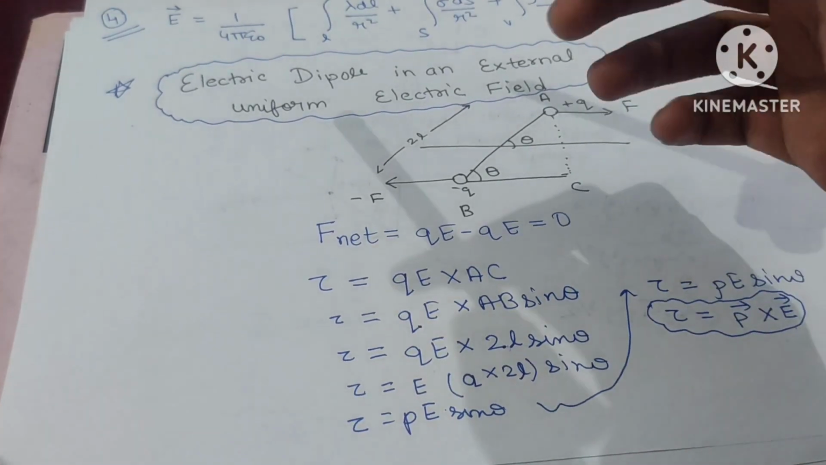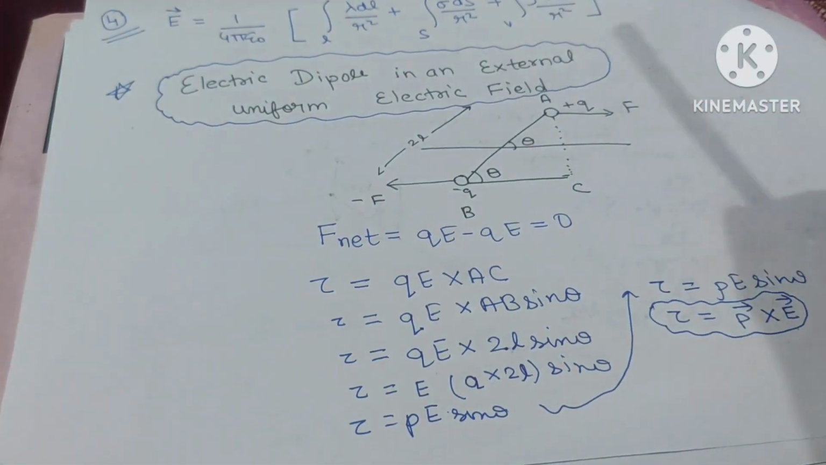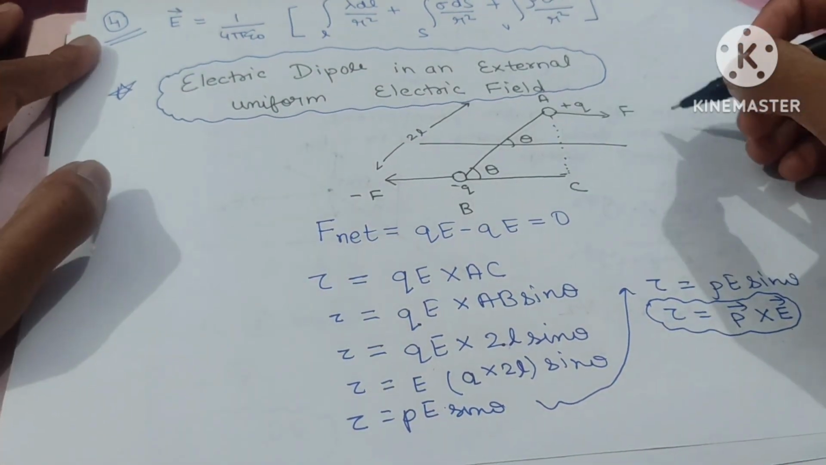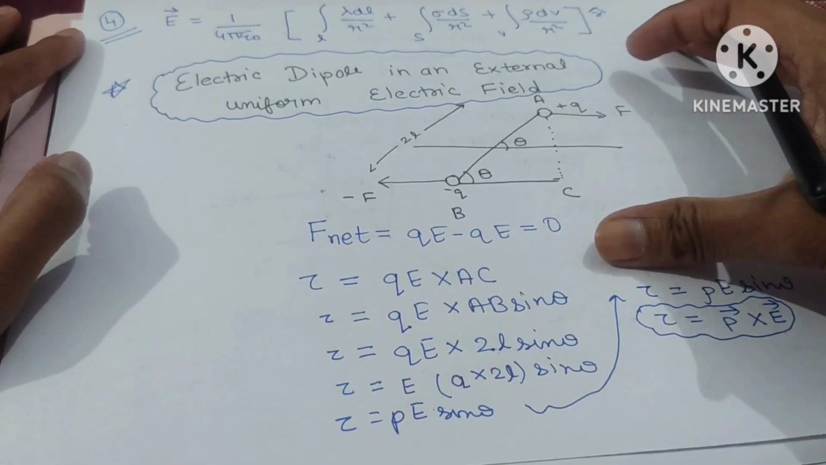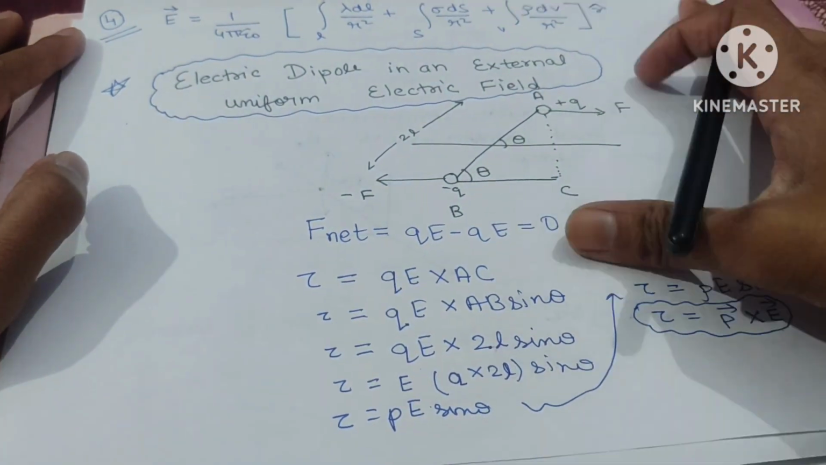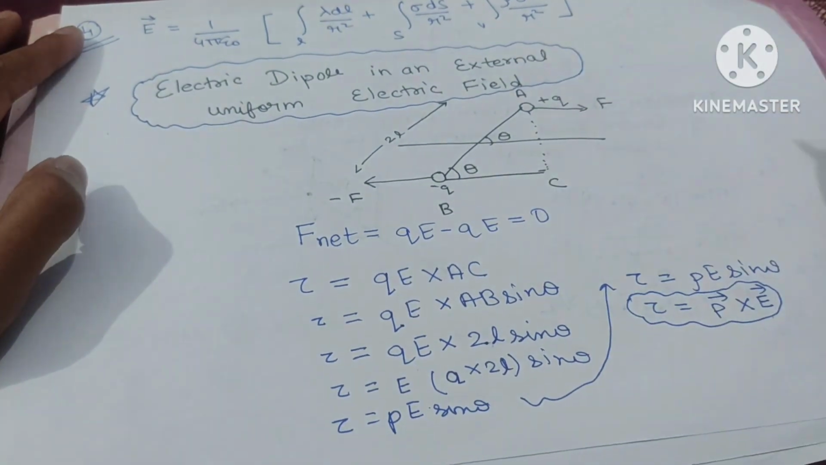Hello friends, today we'll know the concept of electric dipole in an external uniform electric field. Here we're going to derive F net and tau. Tau is the torque, so basically we're going to find the torque. So let's go.